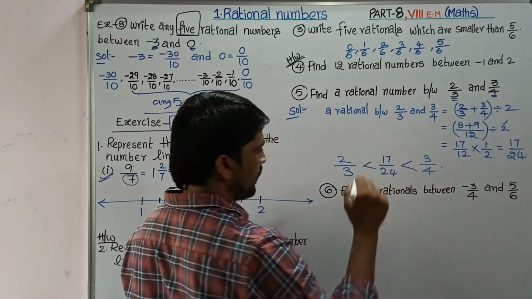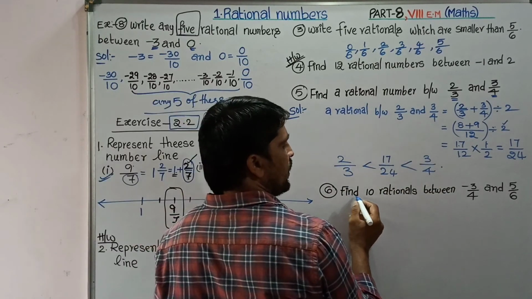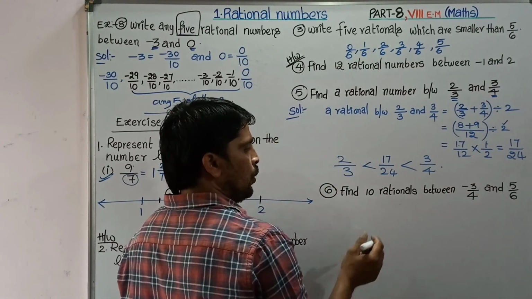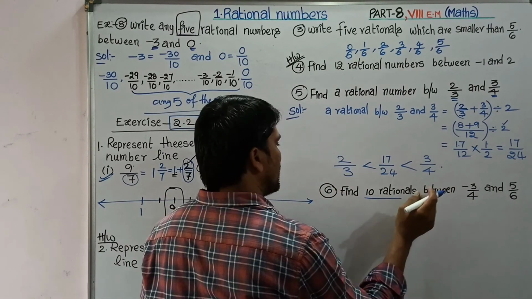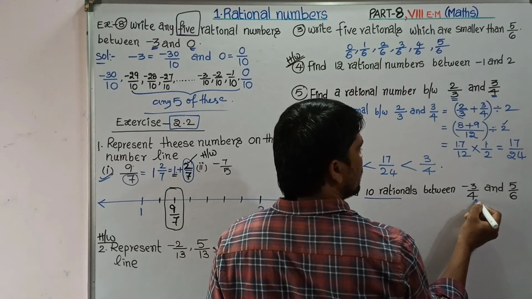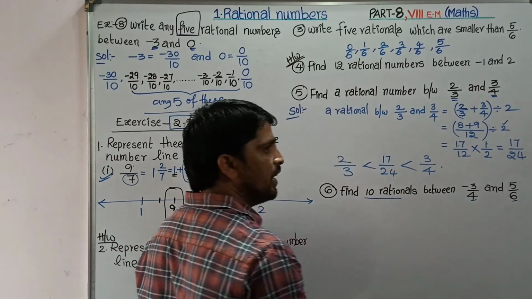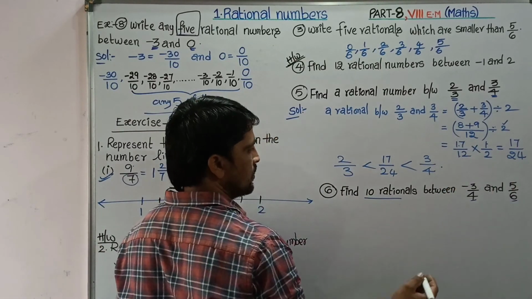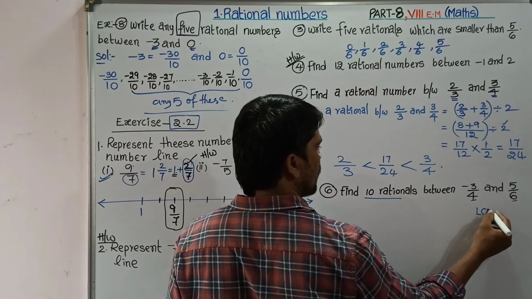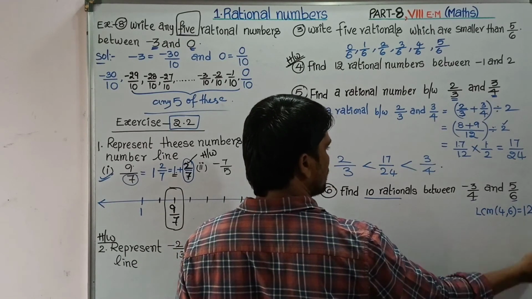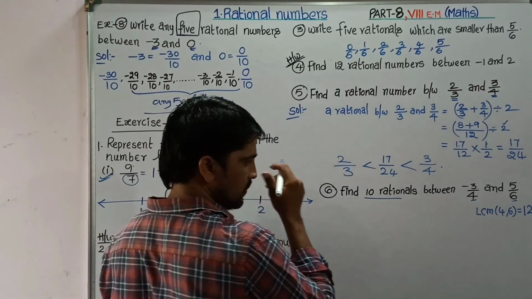Next. Find 10 rationals between minus 3 by 4 and 5 by 6. To insert 10 rational numbers between these two rationals, first of all we have to write the rationals with equal denominators. We have to convert them into rationals with equal denominators. Consider the LCM of 4 comma 6. LCM of 4 comma 6 is 12, as 4 threes are 12, 6 twos are 12.